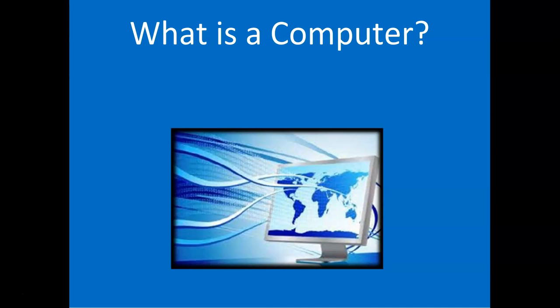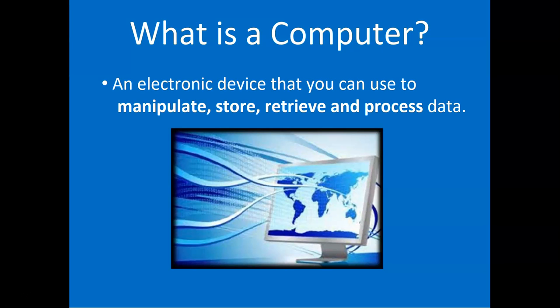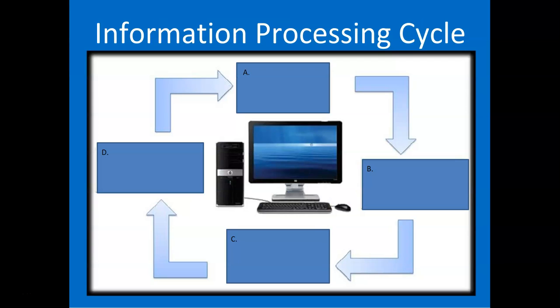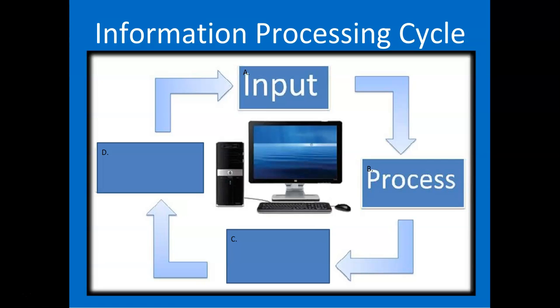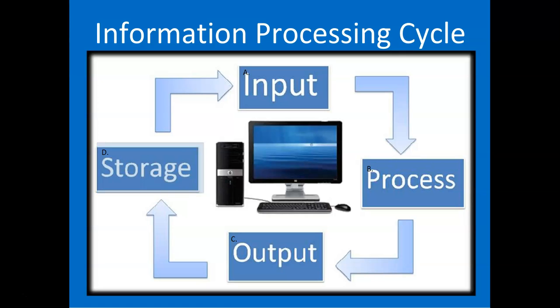So super basic here. Let's go with the definition of what even is a computer. Okay, and so the straight up definition is that it's going to be an electronic device that you can use to manipulate, store, retrieve, and process data. And so data goes through an information processing cycle when it's inside of a computer. Data starts as input, and then it's processed, and then it becomes output, and then it becomes stored. And so we're going to actually break that down as we go along through here.